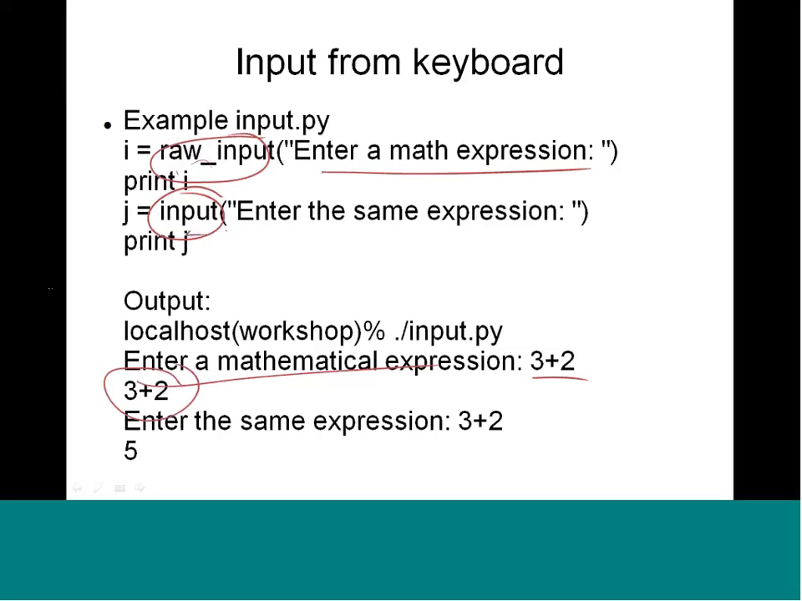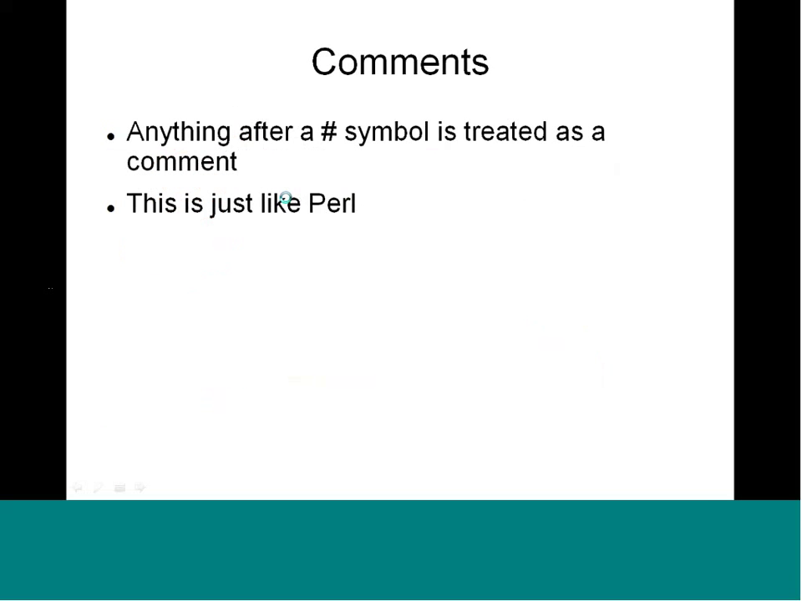Now we say j equal to input, enter the same expression. If you enter 3 plus 2, it is evaluated and the result is shown as the value of j. So we have two ways of inputting data from the keyboard: one is raw_input and the other is input. The raw_input just copies whatever you type exactly as is into the program, whereas input evaluates the expression first and then puts the result into the variable.